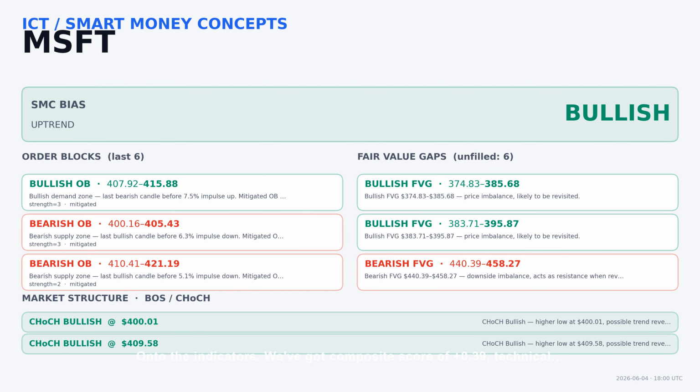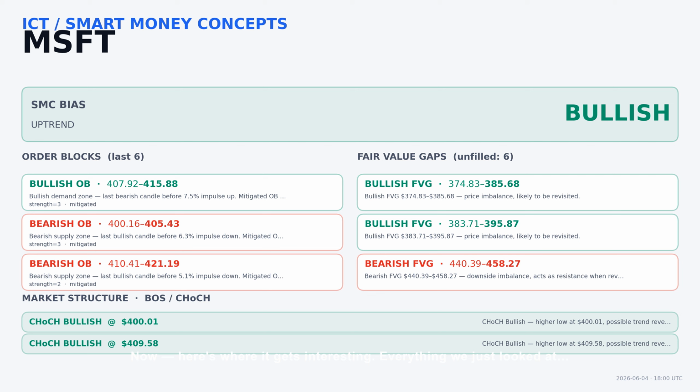Now, here's where it gets interesting. Everything we just looked at, the patterns, the candles, the indicators, that's all the retail view. But the moves that actually pay are the ones the institutions are positioning for. So let's bring in the institutional read, ICT, and smart money concepts.